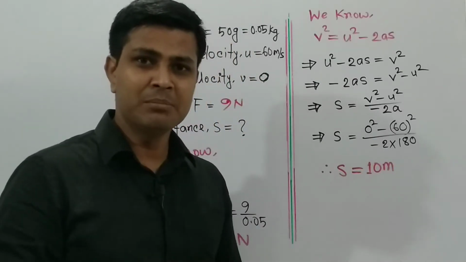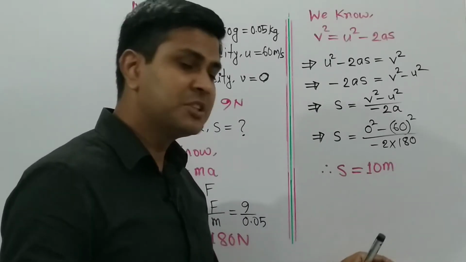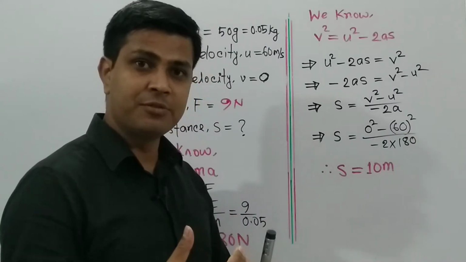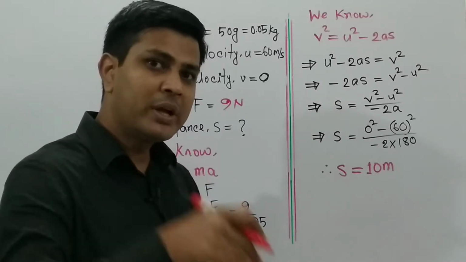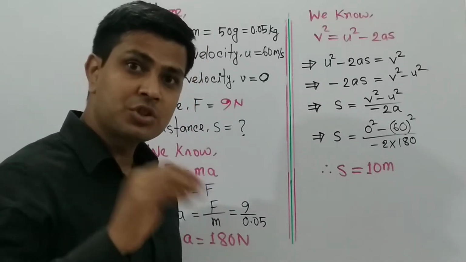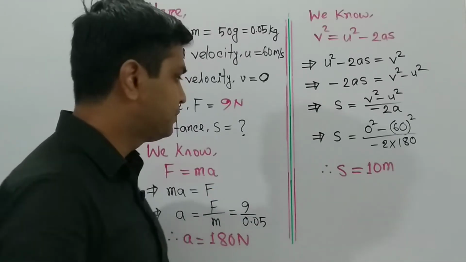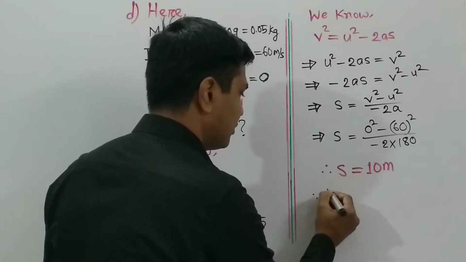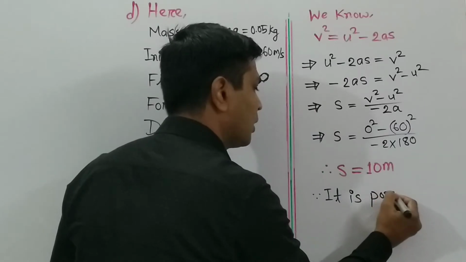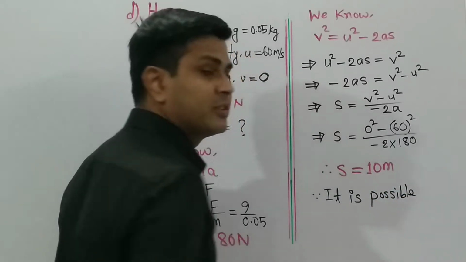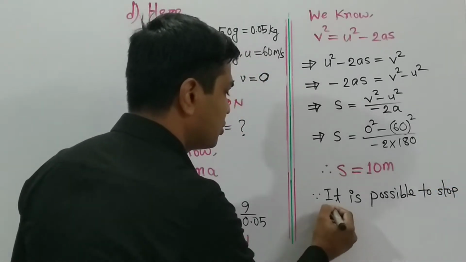In our stem, the given value of distance is 10 meter. That means by applying 10 Newton resistive force, we can stop the stone at 10 meter away. That is why we can say it is possible to stop the stone by applying resistive force of 10 Newton. Therefore, we can write here: it is possible to stop the stone.